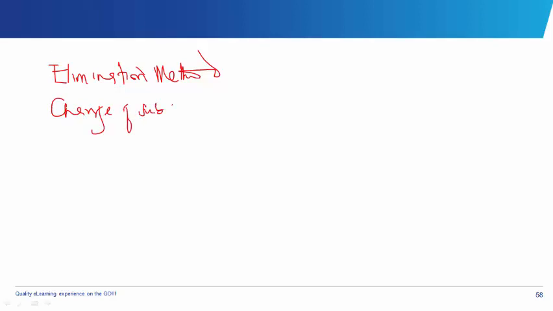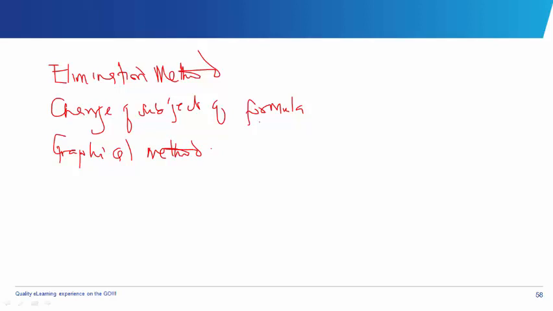Okay? Now there are three methods for solving simultaneous equations for now that we'll use. The first one is called elimination method. The second one is called change of subject of formula, and the third one is called the graphical method. Okay, so now we're going to look at the three methods.